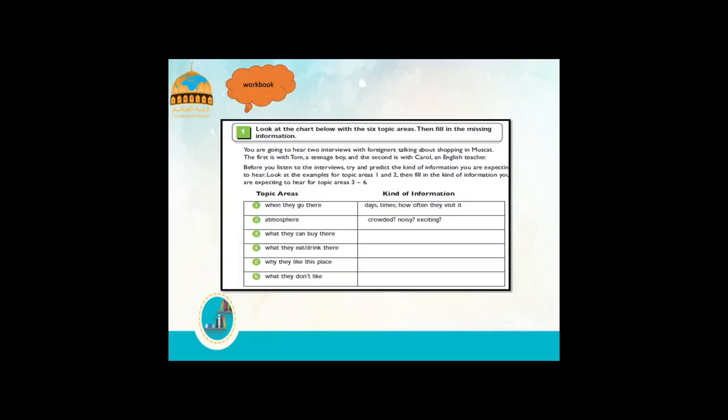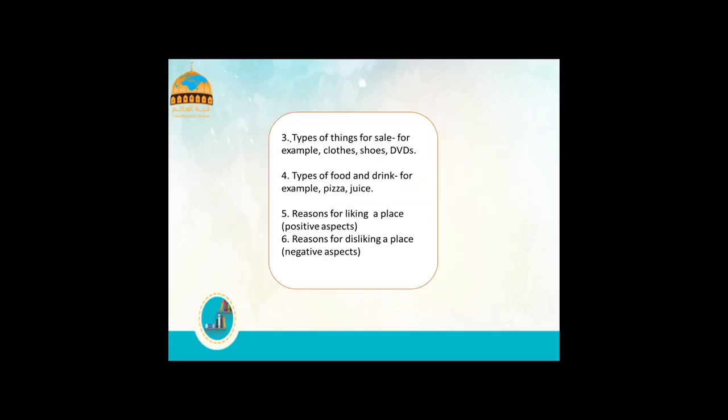Another exercise in your workbook. It says, look at the chart below with six topic areas, then fill in the missing information. It's about listening, and I told you before some tips about listening. You're going to listen to an interview with foreigners talking about shopping in Muscat. Foreigners means people who are not Omani, who have different nationalities from different countries. And now you will see the answers to check. Here are the answers.